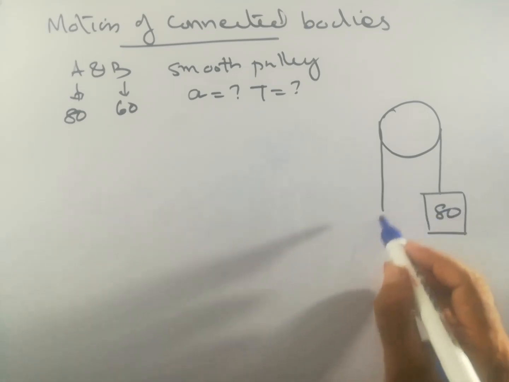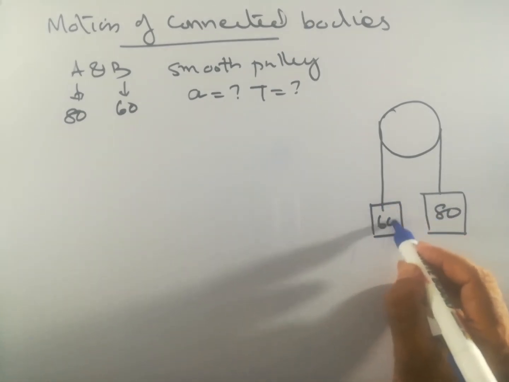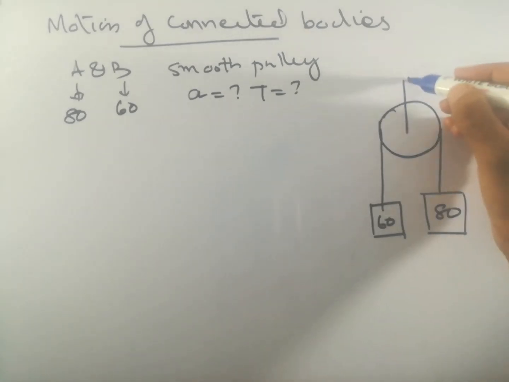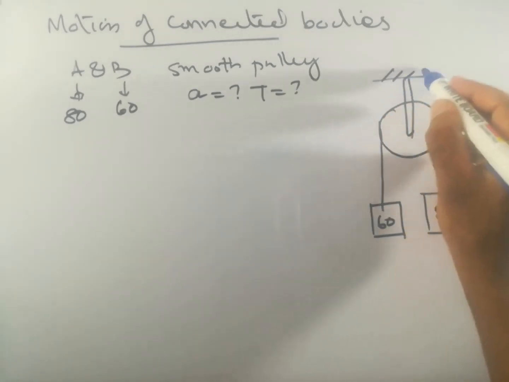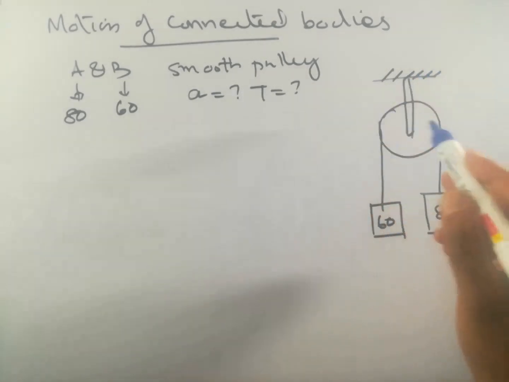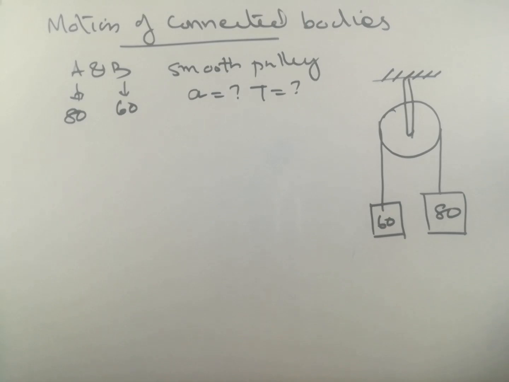This is 80 Newton. This is 60 Newton. And it is supported on a pulley using a string. So this is the question. As usual, if a number of bodies are moving simultaneously, and especially when they are connected, we have to consider each body separately, draw the free body diagram of each of them, then apply the corresponding equations, then solve to find the required quantities.